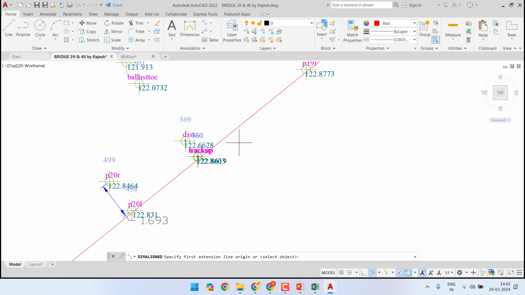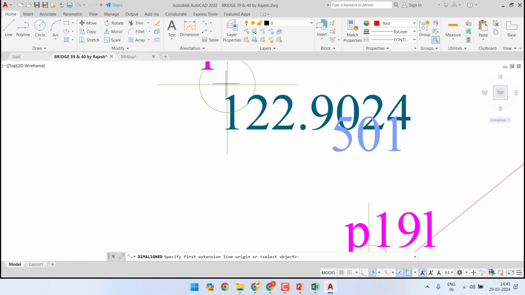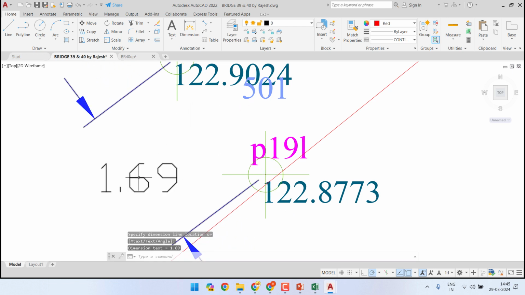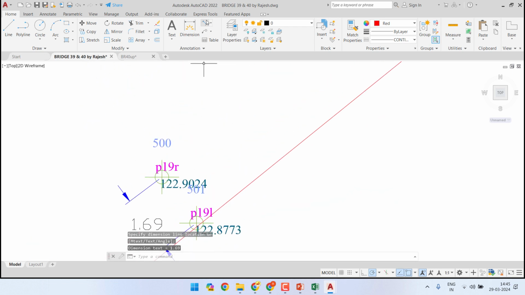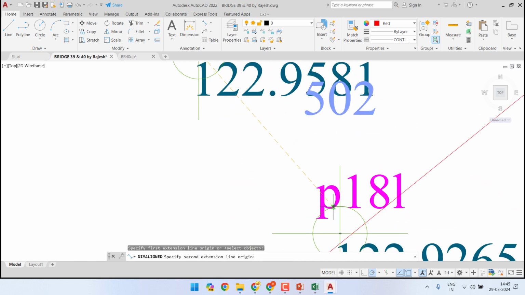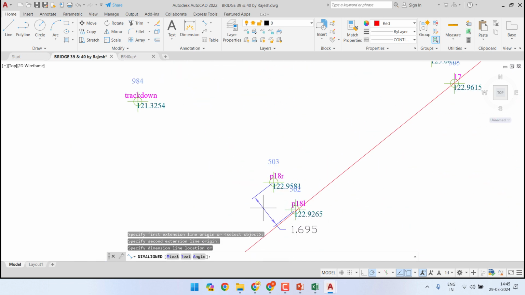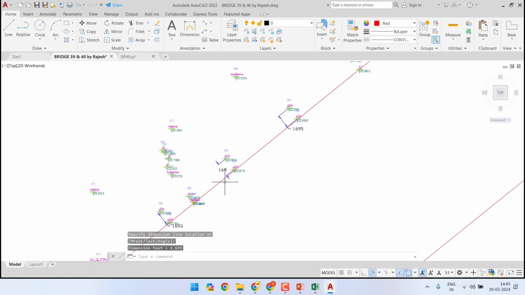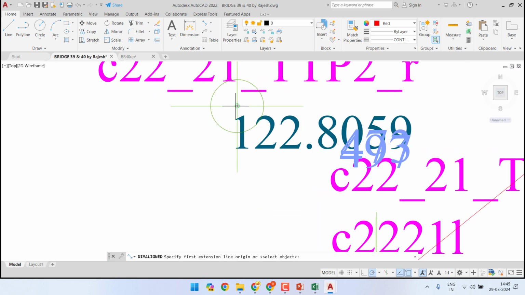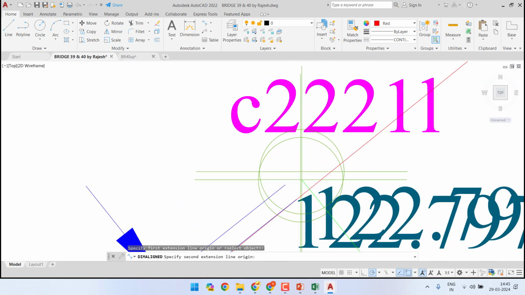Like here it is 1.693, here it is 1.69, then here it is 1.695. So basically 1.693 is the average. So which of the 2 points should we use?